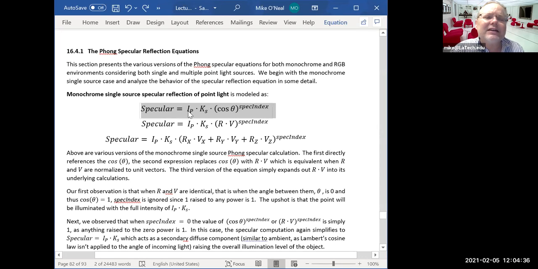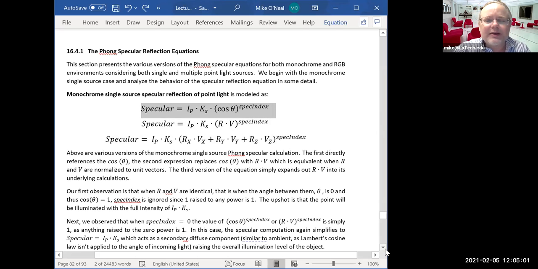So you need to know the intensity of the point light source, the constant of specular reflectivity, and then the cosine of theta. Remember, theta is the angle between R and V, right? It's the cosine of the angle between R and V. So if R and V are unit vectors, you could take the dot product and you raise it to the power of the spec index.